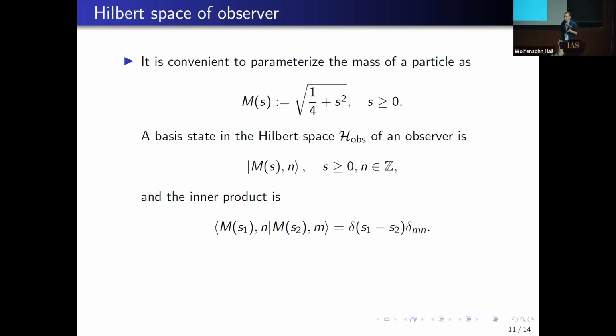And also I mentioned that I'm going to take the mass to be above some lower bound. That lower bound is going to be 1/2. So it ends up being convenient to reparameterize the mass in terms of this other variable I'm going to call s. And s is going to be taken to be greater than or equal to 0. So my Hilbert space for the observer, H observer, is going to be spanned by these kets, and these kets are going to be normalized in this way, just by convention.